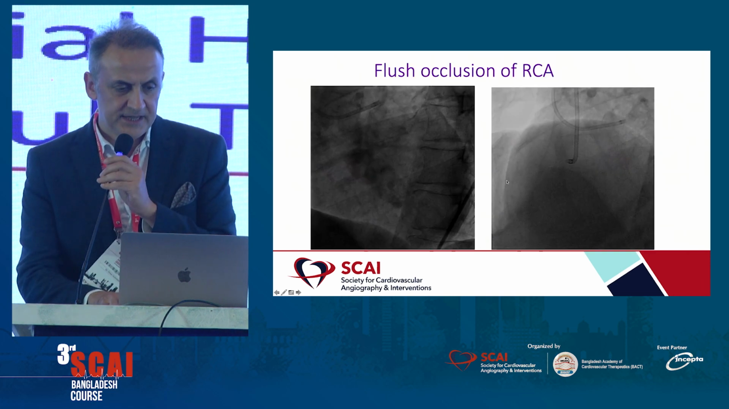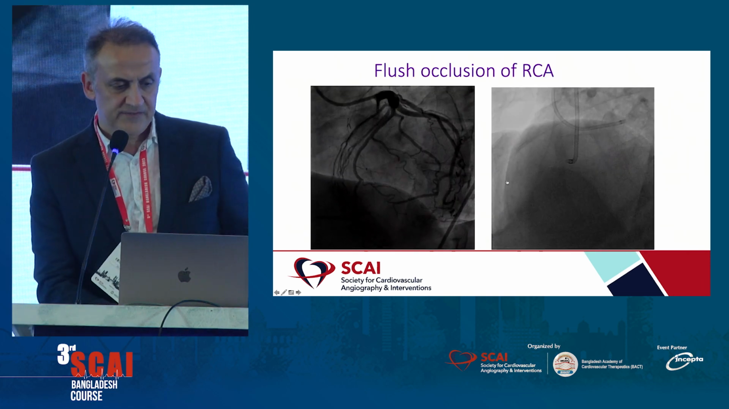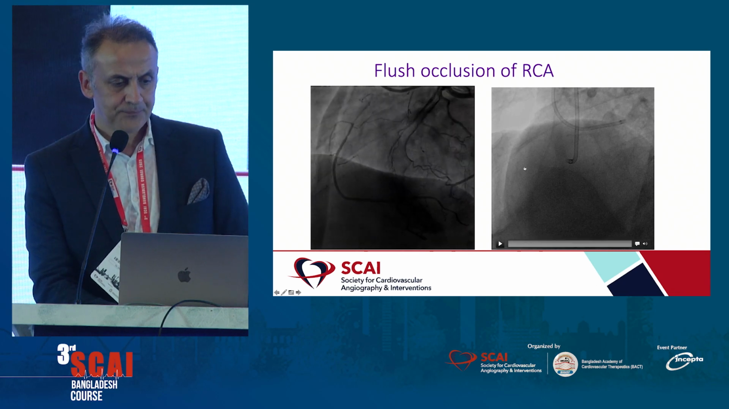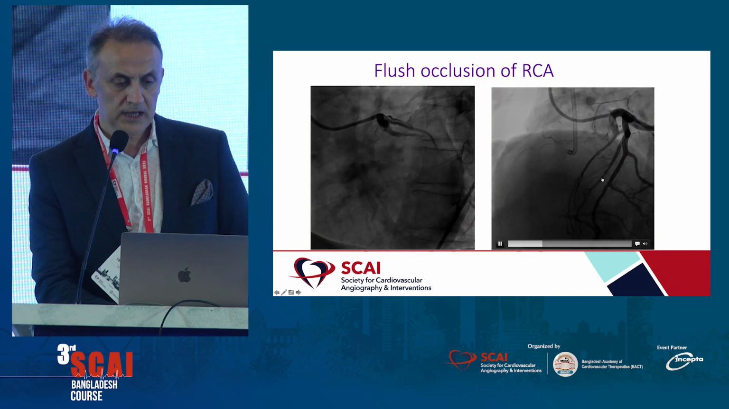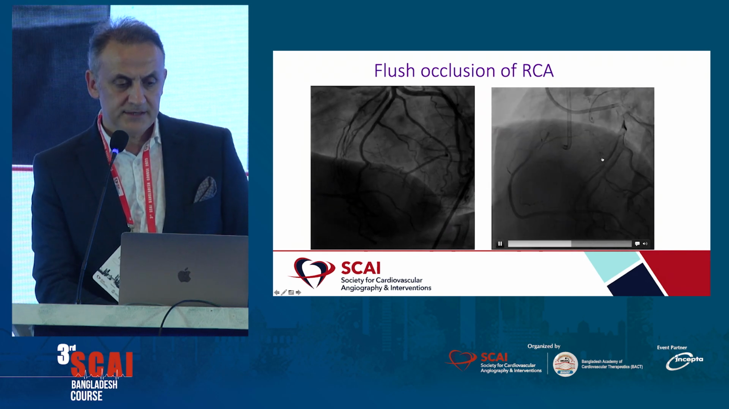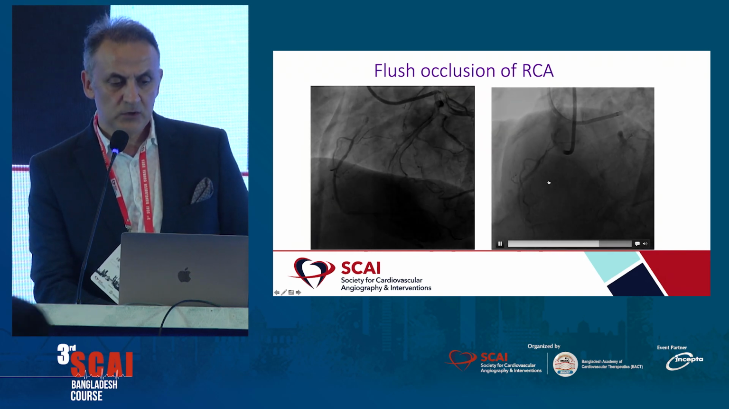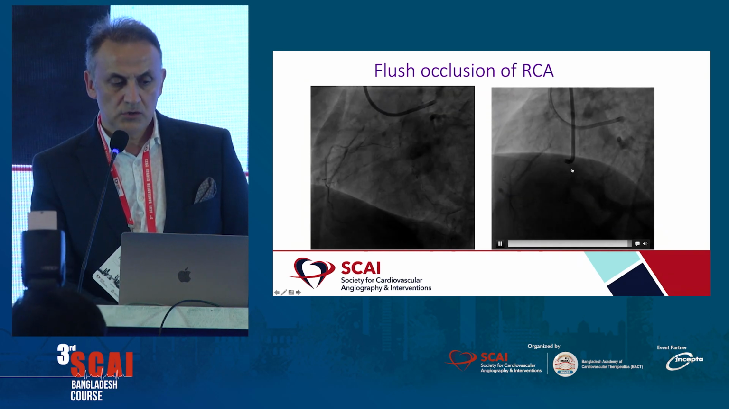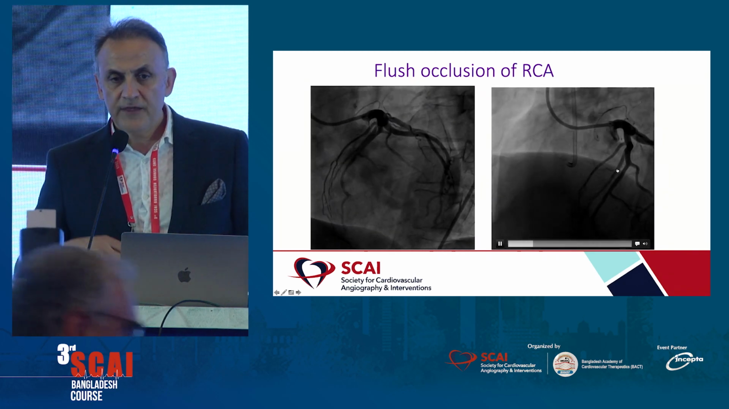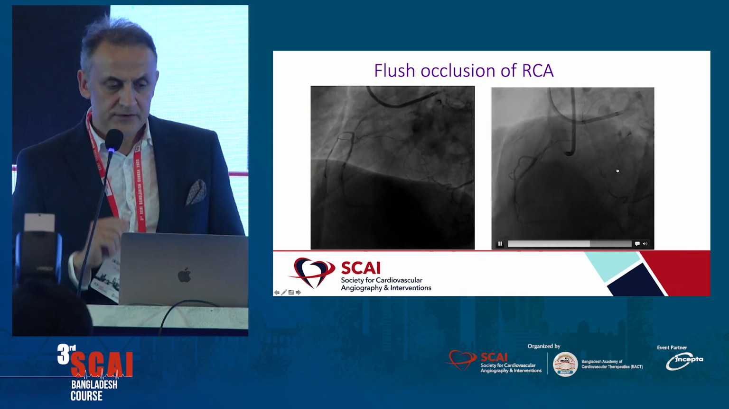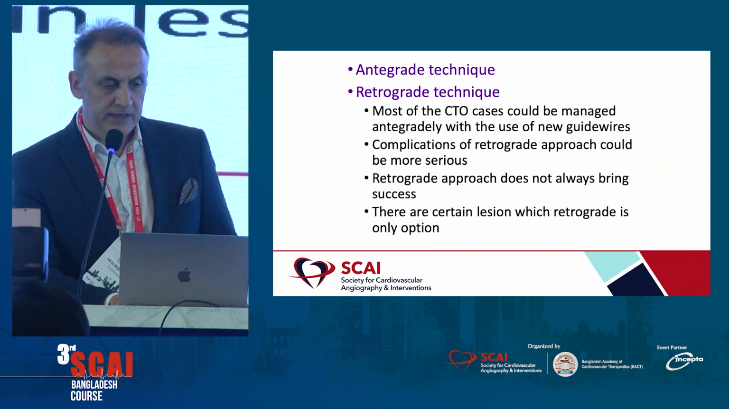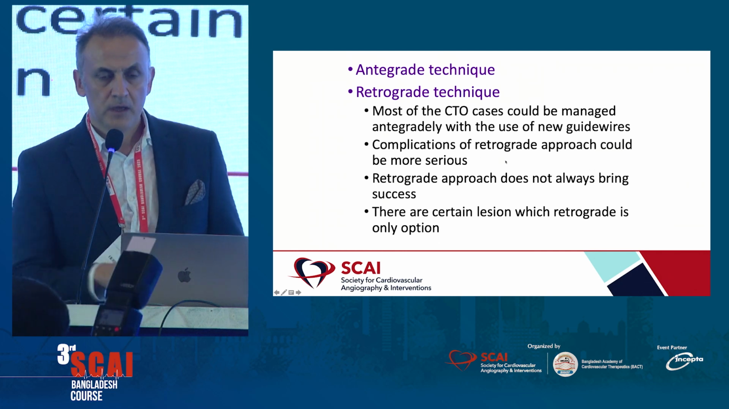So let's see this case. This is flush occlusion of the RCA. There is good collateral from right and left, and when we do bilateral injection, we can't see any ostium. It's a flush ostium of the RCA. I think this is an only-option case. If we do it retrograde, we could. Otherwise, it will be very difficult to engage this antegradely.